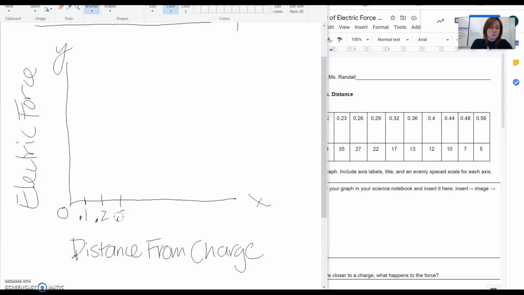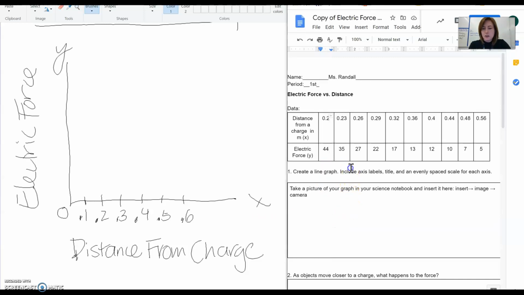0.2, 0.3, 0.4, and so on. And you know what? I could have spread those out a little more because my biggest number is 0.56, but what I've got here is going to be fine.